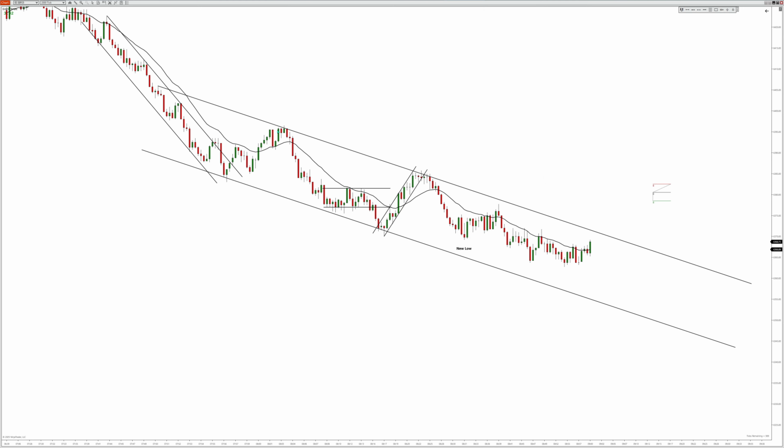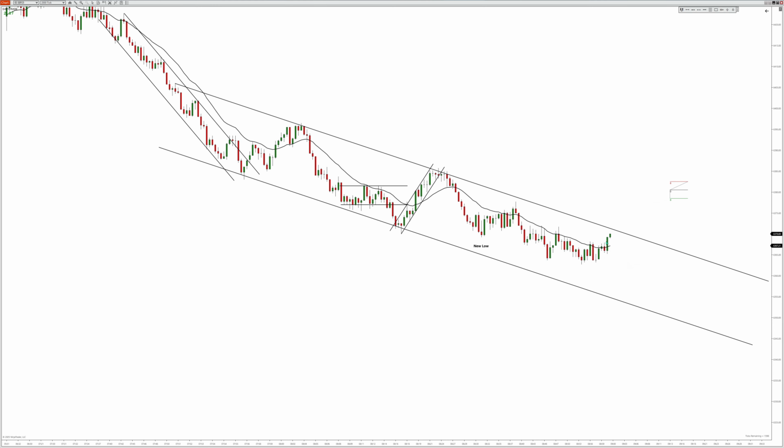You can see the push phase, correction phase, push phase, correction phase, and then we're hoping for a push phase and a setup to confirm that push phase. We did get this little second entry short right here.